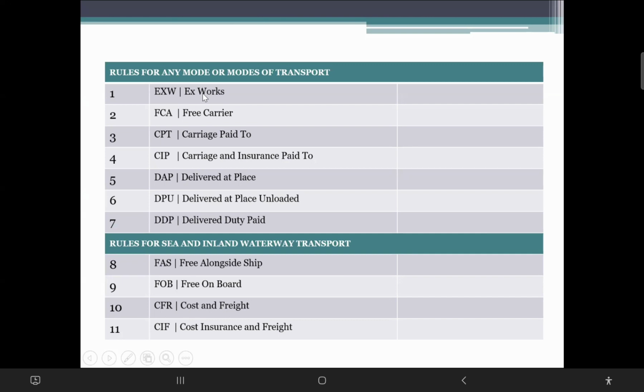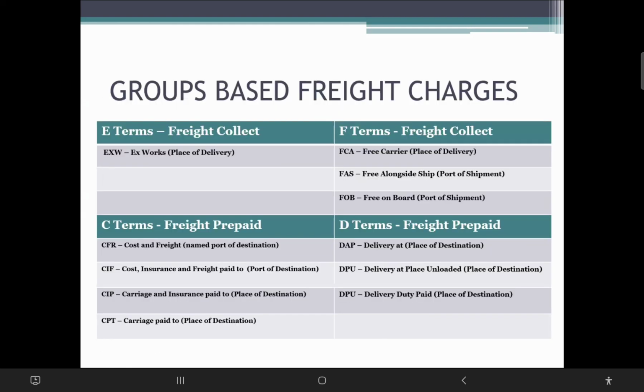What you will have to remember is, if it is Ex Works, insert what? Free Carrier, insert what? Insert named place, right? We'll come to know the named place of delivery. And this is our learning and interest.